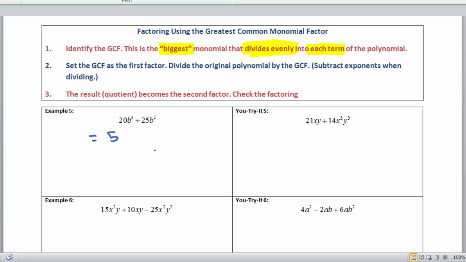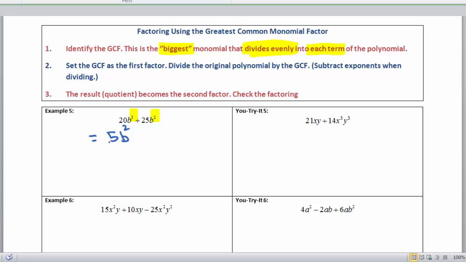Well, b will go into all of them, right? b will divide evenly into both of them, but actually b squared will divide evenly into both of them as well. Now, b cubed would divide into b cubed, but it wouldn't divide into b squared. So when you're trying to find the greatest common factor, it's always going to be the lowest power of each variable that you see there. In this case, I only have b's, and the lowest power of b is the second power. So that's going to be my GCF there, 5b squared, right? So I always take out the lowest power of the variable that I see.